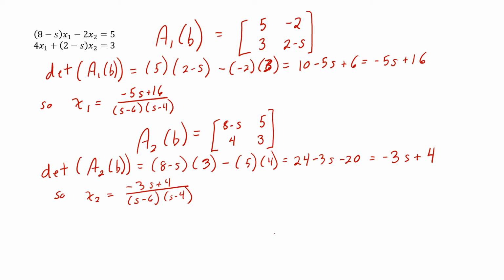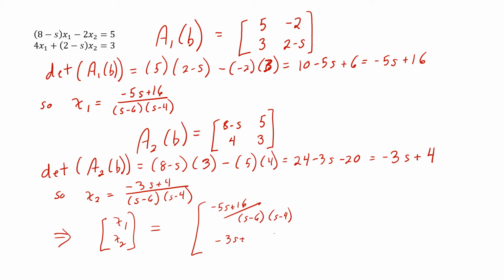Now Cramer's rule has given me my solution. So that means that my matrix x1, x2 is equal to negative 5s plus 16 over s minus 6, s minus 4, and my second value is negative 3s plus 4 over s minus 6 times s minus 4. So Cramer's rule uses determinants, and determinants can give you the solution to your system of linear equations when you apply them this way.